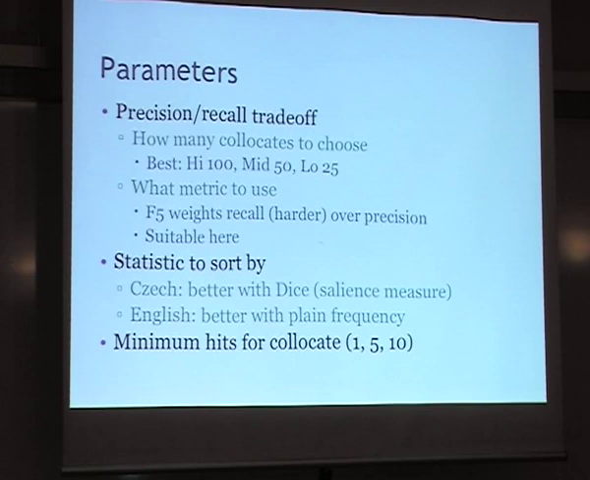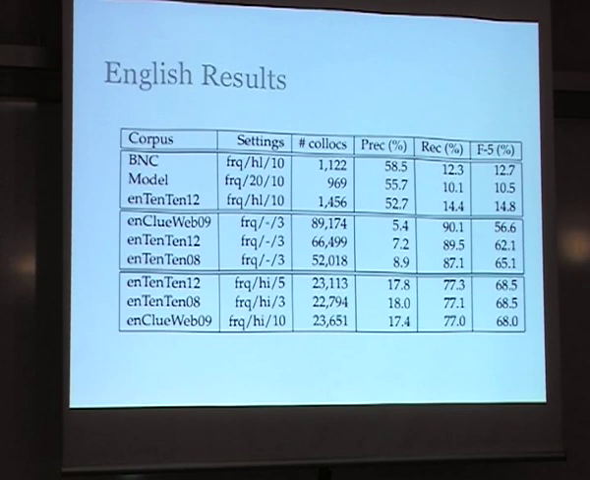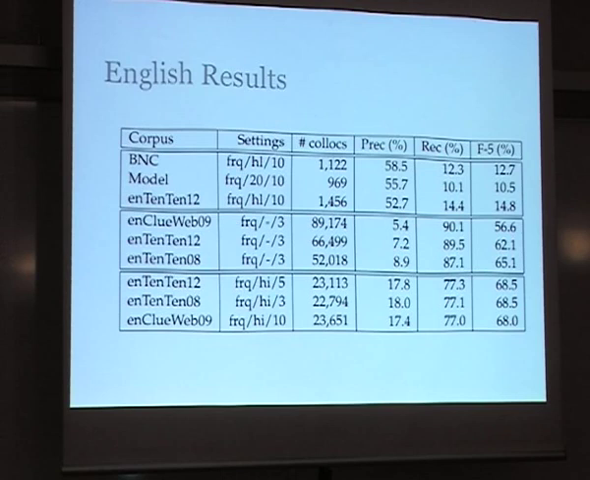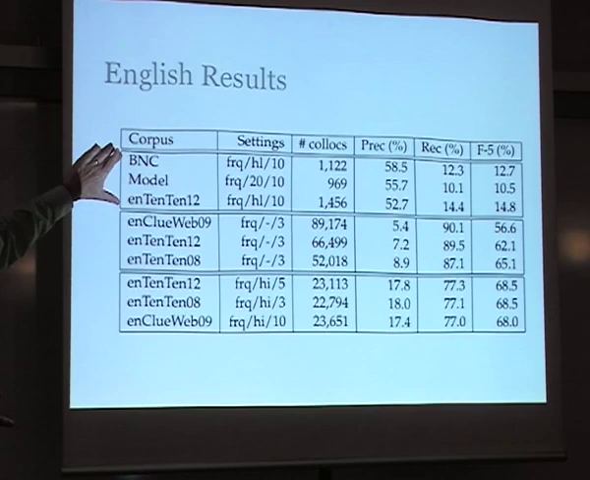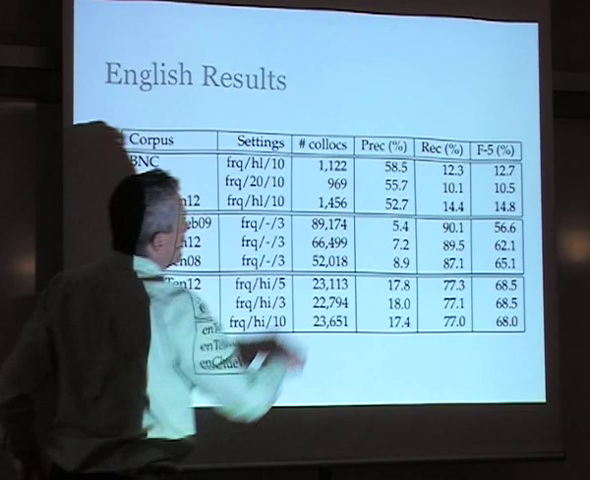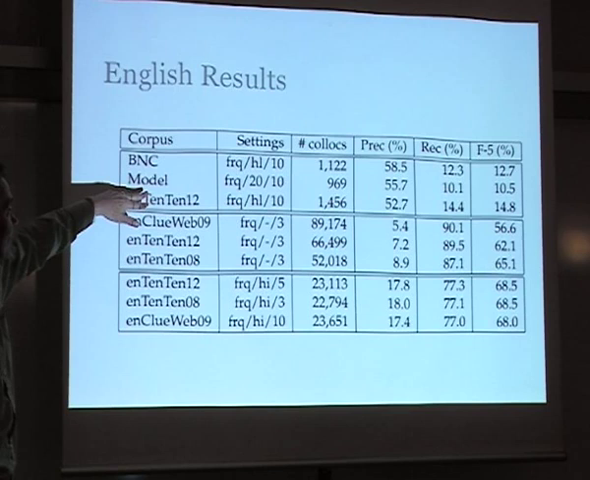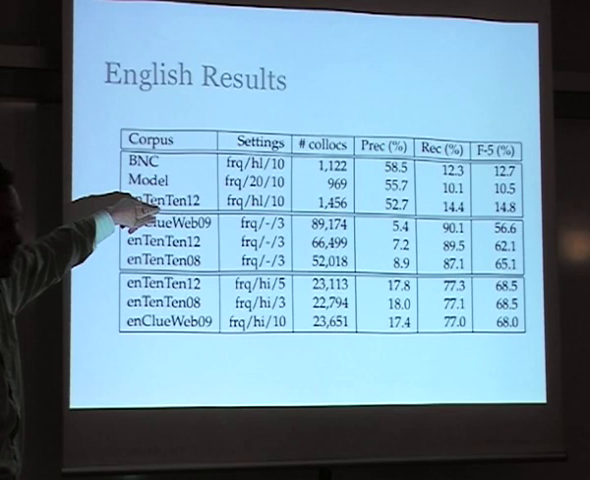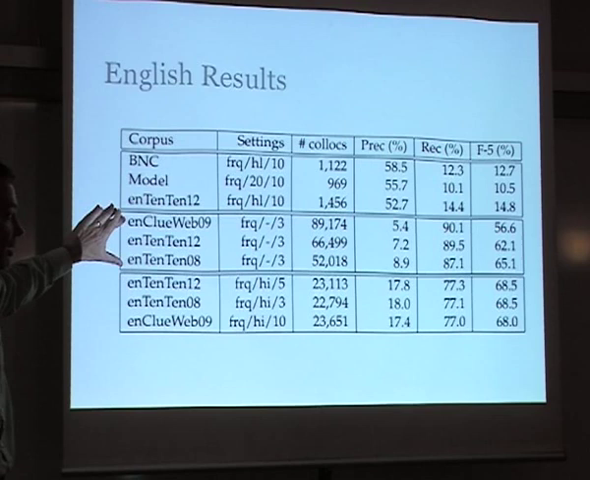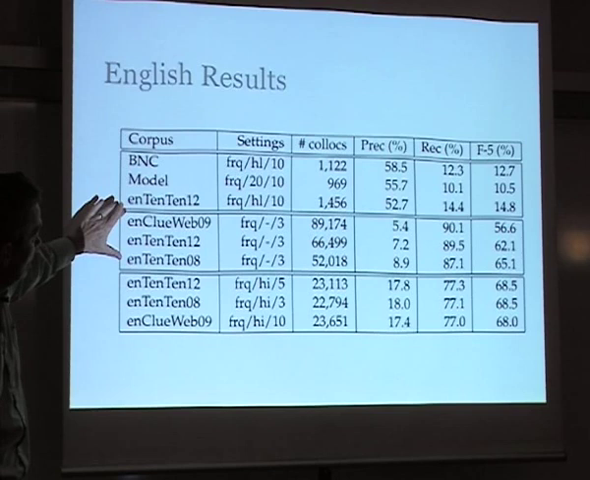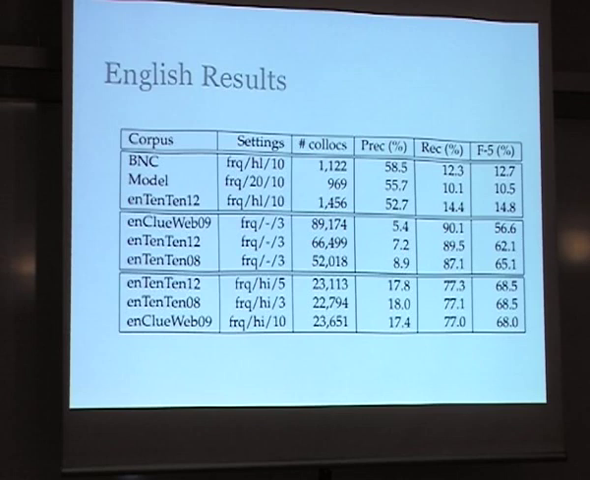And here are the English results. Amongst quite a range of corpora and parameter settings, these are the three top corpora with these settings for precision. The British National Corpus, a corpus we built to match the British National Corpus called the New Model Corpus, and the 12 billion word enTenTen. These are the three best corpora from the point of view of recall. EncluWeb is an enormous corpus of 70 billion words that was crawled from the web by Carnegie Mellon University, which we put into the Sketch Engine. I'm quite proud of that because it's so big. And then the 2012 and the 2008 versions of our enTenTen corpora.